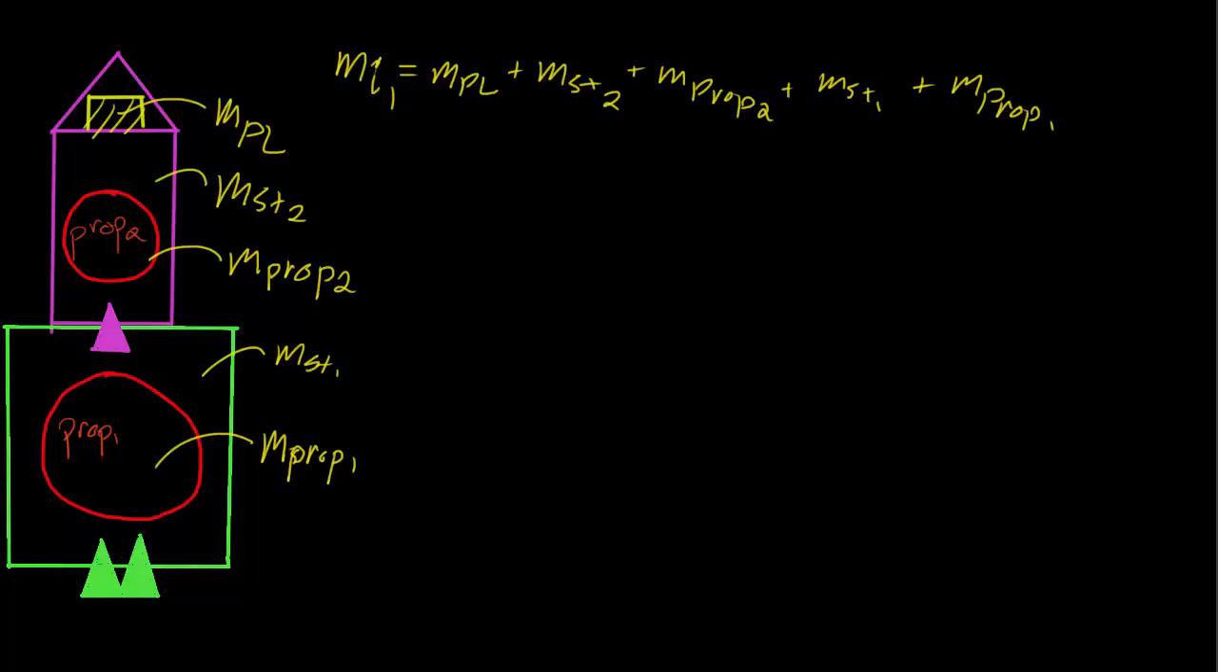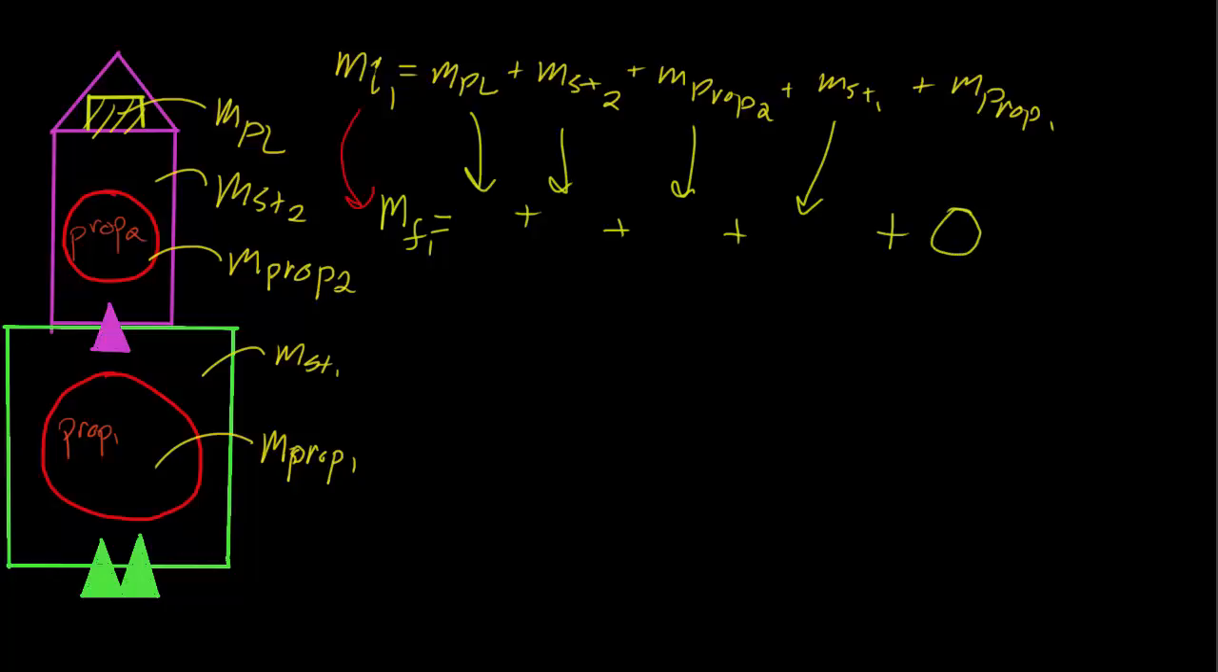Now, after our stage one has fully burned, we're left with something very similar to what we've seen before. We're left with a final mass for stage one, and this includes everything that we've already seen: the mass of the payload plus the mass of the structure for stage two plus the mass of the propellant for stage two plus the mass of the structure for stage one. And just like before, after our burn, the mass of our propellant for that stage is totally used up. It's zero.